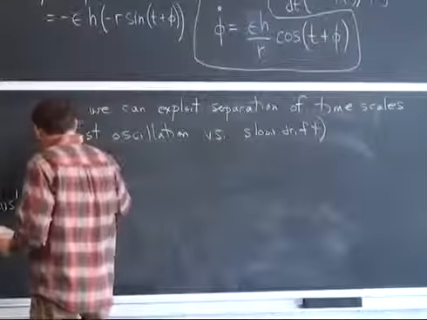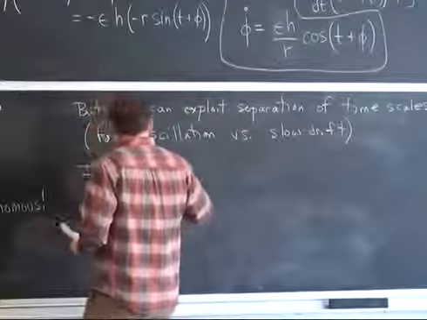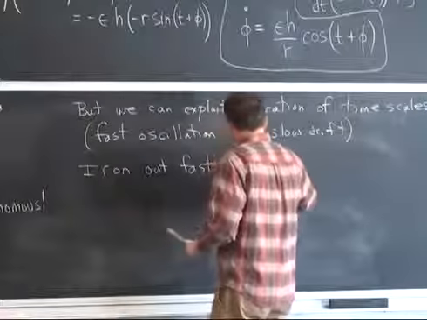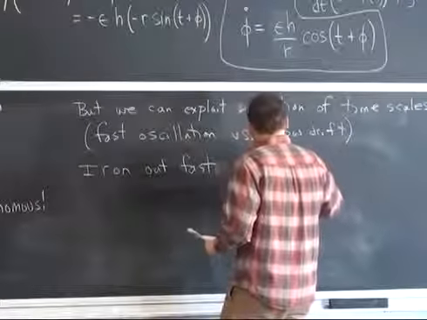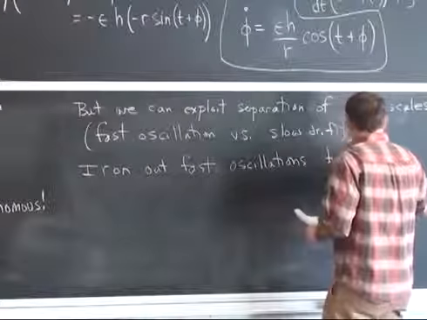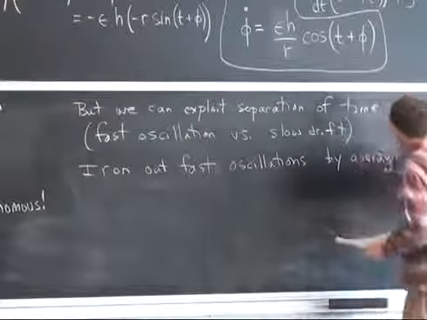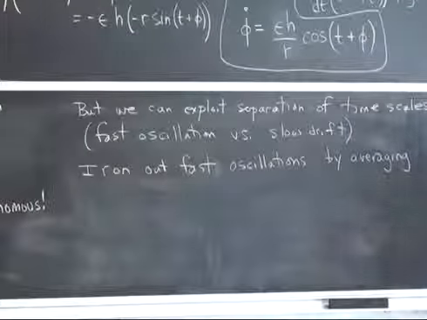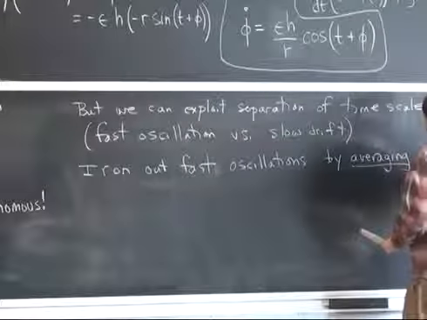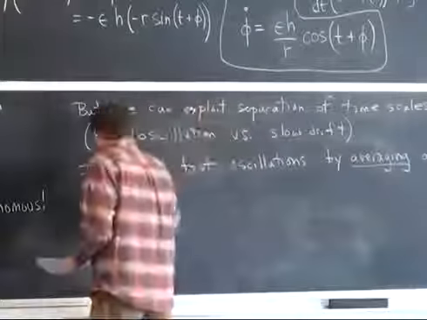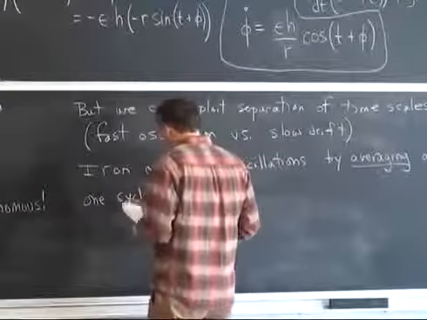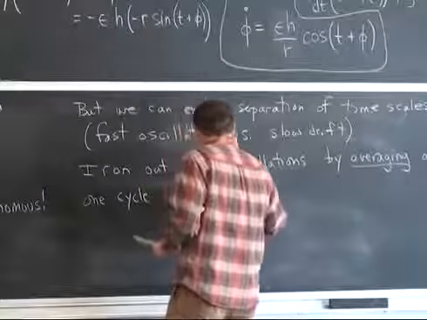What we're going to do is iron out the fast oscillations by averaging over one cycle. You know, I said it was called averaging theory. It's because of this operation that we're going to be doing throughout. We'll average over one cycle of the fast oscillation, over one cycle of length 2 pi.